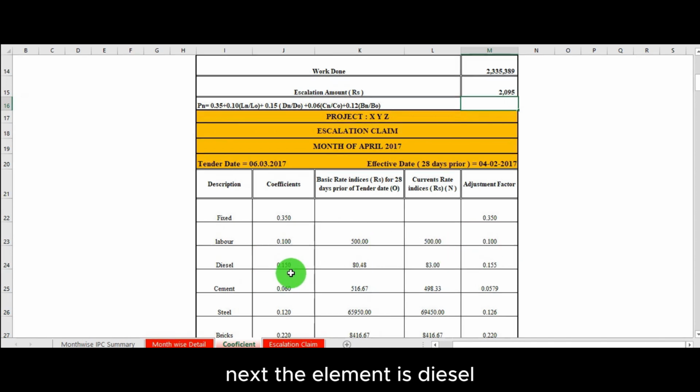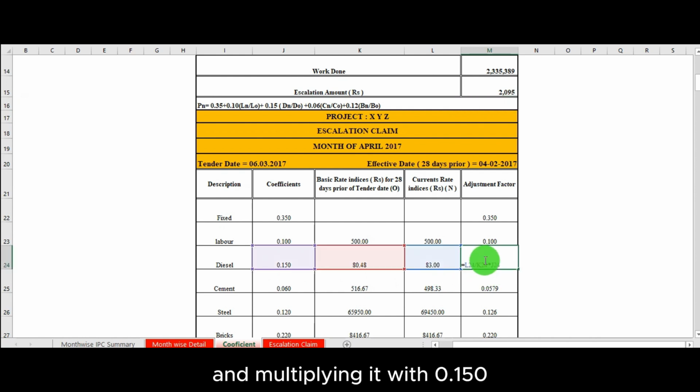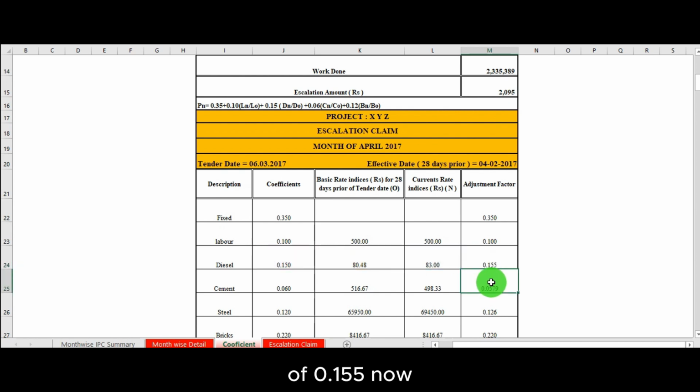Next, the element is diesel with a coefficient of 0.150 and a base rate of 80.48. The current rate, which is 83, has increased this month. By dividing 83 by 80.48 and multiplying it with 0.150, we will get the adjustment factor of 0.155. Now moving on to the cement with a coefficient of 0.060 and a base rate of 516.67 and the current rate of 498.33. So after calculation, we will get the adjustment factor of 0.0579.